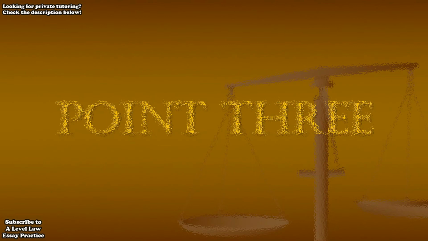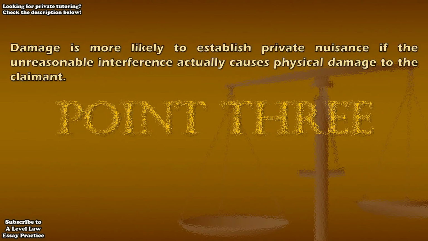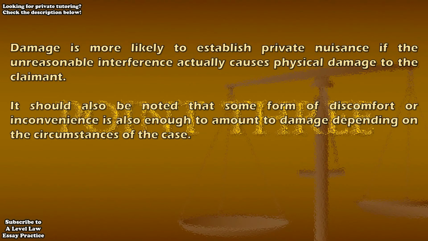Lastly is damage. Damage is more likely to establish private nuisance if the unreasonable interference actually causes physical damage to the claimant. However, it should also be noted that some form of discomfort or inconvenience is also enough to amount to damage depending on the circumstances of the case. Based on the facts of the case, it should also be easily established since Zach can no longer make use of his recording studio or internet properly.